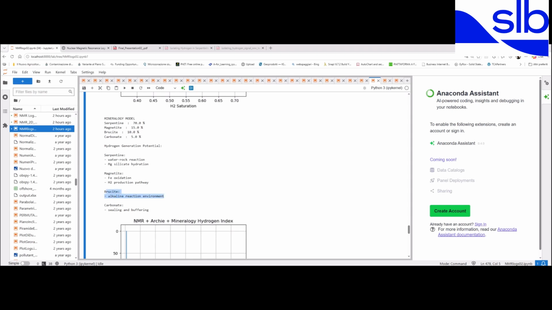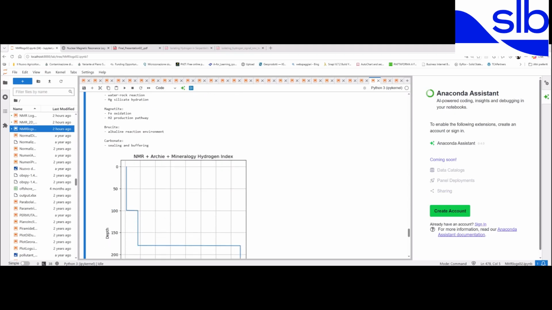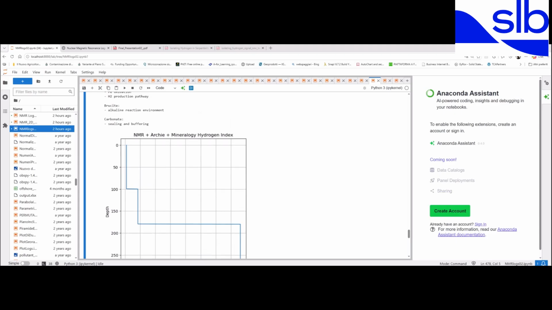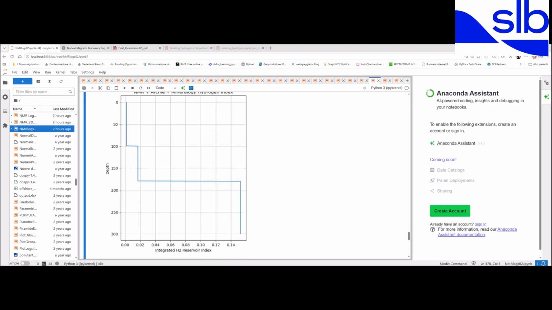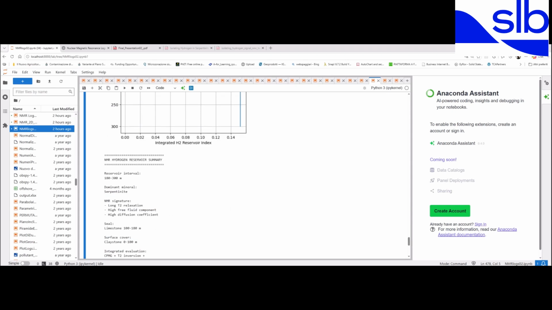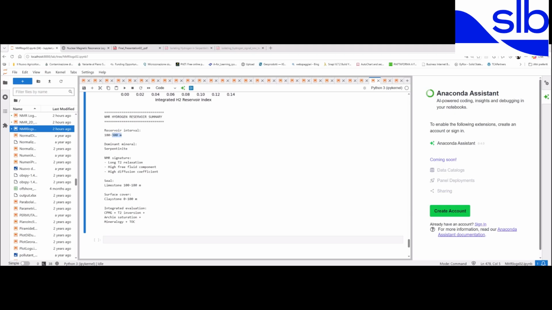So it's clear the brucite has an alkaline reaction environment, while serpentinite is a water-driven reaction. Carbonate is sealing and buffering. We are plotting finally the NMR plus the saturation model plus the mineralogy index, in this case DAF, and the NMR logs hydrogen reservoir summary. So you have the reservoir between this DAF, and the dominant system is the serpentinite.